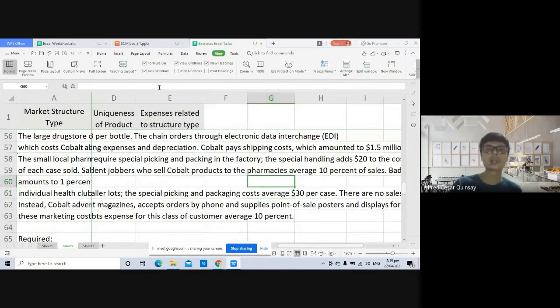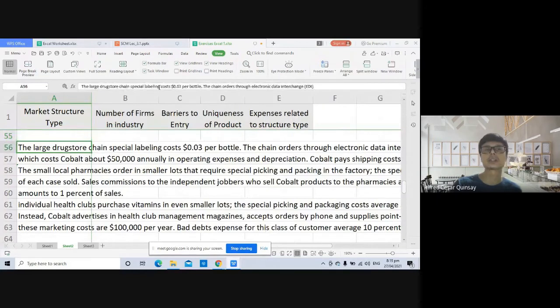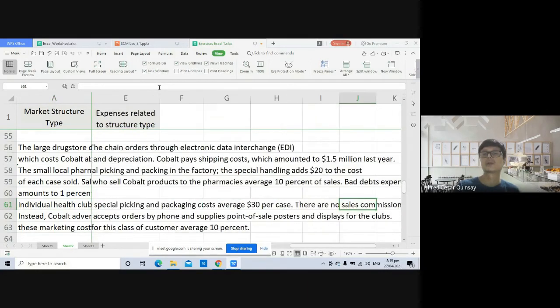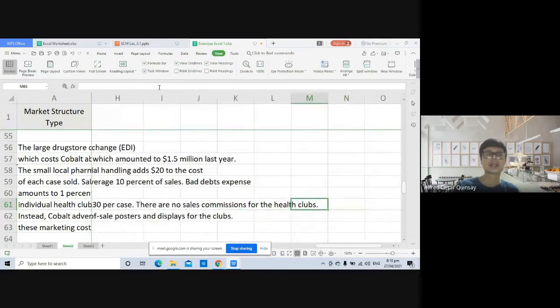Okay? Katulad din halimbawa rito sa large drugstore chain, yung pangmaramihan, meron 0.03 per bottle. Kumbaga parang mas maging marketable rin sa tao. Kumbaga may effect yun eh. Okay? Kumbaga yung label na yun, no? Okay, so may effect yun. Kumbaga depende kung sino yung market nila doon. Okay? So, there are no sales commission for the health clubs.